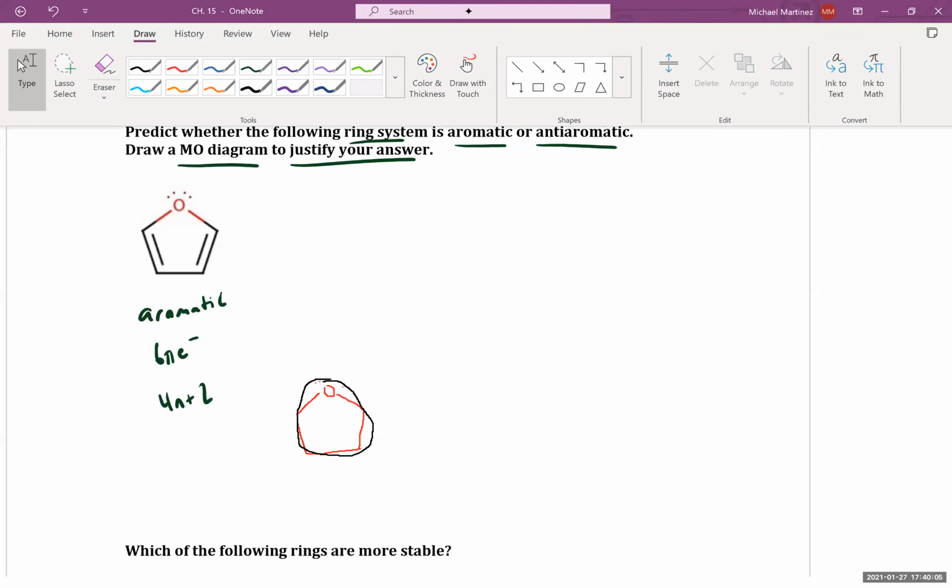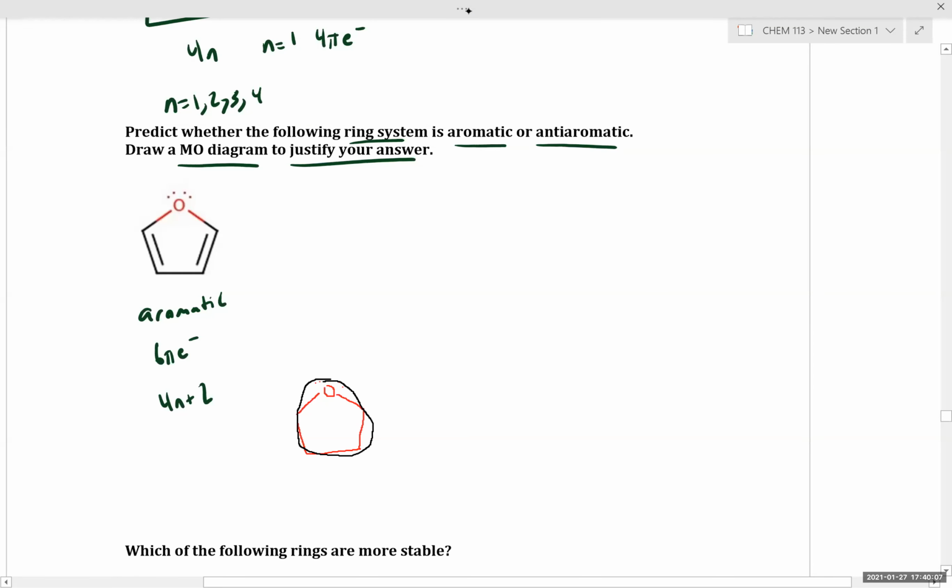Would anyone like to share a response? Would anyone like to share a drawing for this MO diagram using the annotate tool?